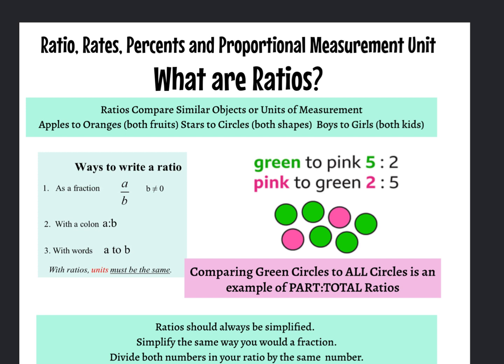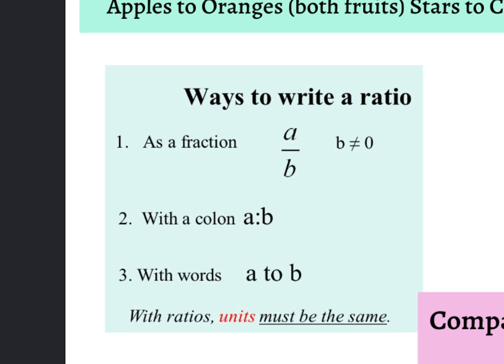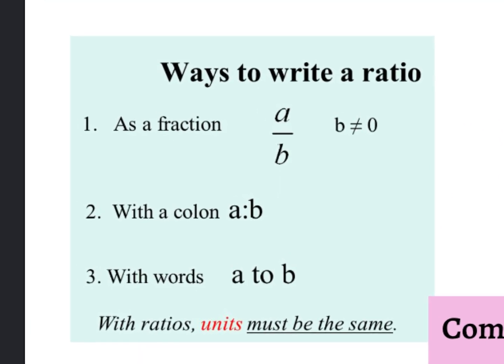okay? There are 3 different ways to write a ratio in math. They're called notations. Of course, we have to put fancy, scary words to everything. But when we say, hey, what are the 3 notations when writing a ratio, we're just saying, hey, what are the 3 ways you could possibly write it?